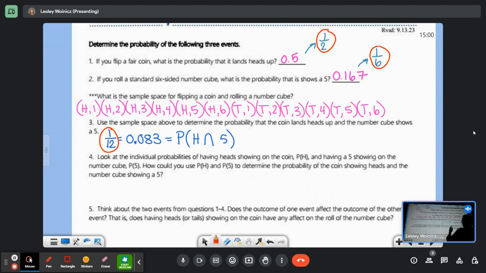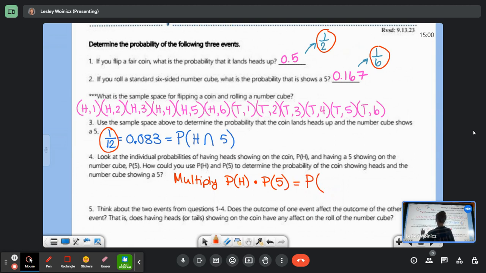Okay, so we can multiply the probability of getting heads with the probability of getting a 5 to equal the probability of getting heads and a 5. So if we have 1/2 times 1/6, that is going to give us 1 over 12. Everybody see it? Yes. You can't see it? You need to be closer? Okay.